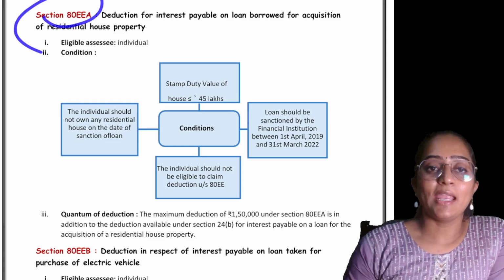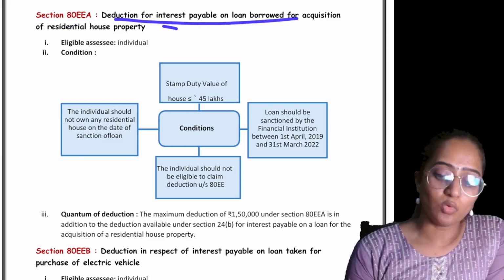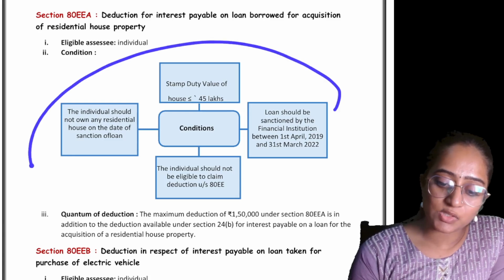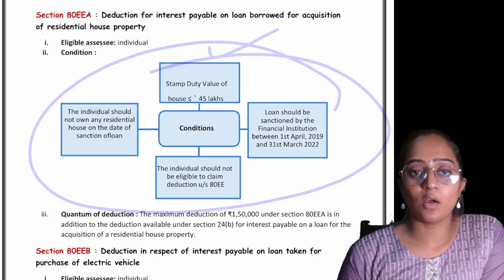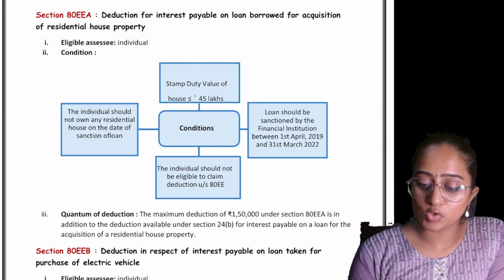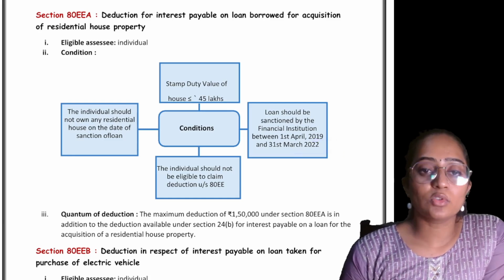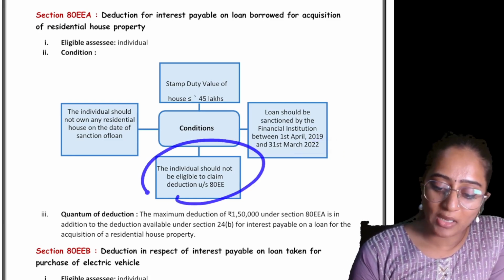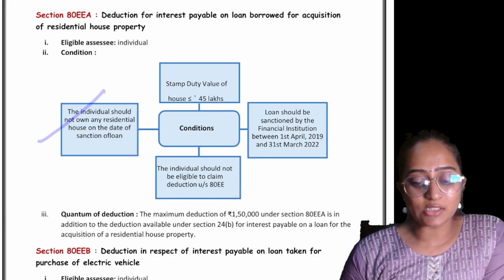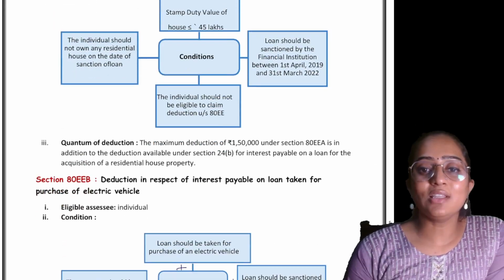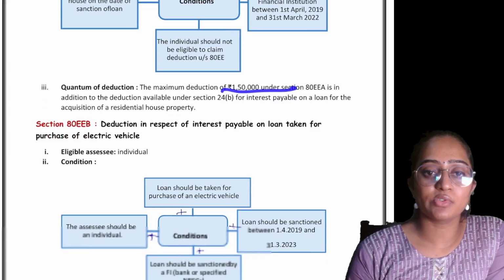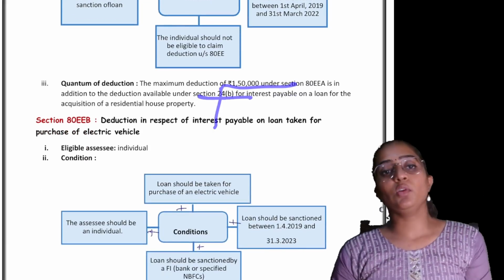Section 80EEA speaks about the deductions in respect of interest payable on the loan borrowed, and four conditions need to be satisfied. The stamp duty value of the house should be less than or equal to 45 lakh. The loan should be sanctioned by the financial institution between 2019 and 2022 only. The individual should not be eligible to claim the deduction under section 80E, and the individual should not own any residential house on the sanction of the loan. If all the conditions are satisfied, you will get a maximum deduction of 1,50,000 rupees, and this is in addition to section 24B.